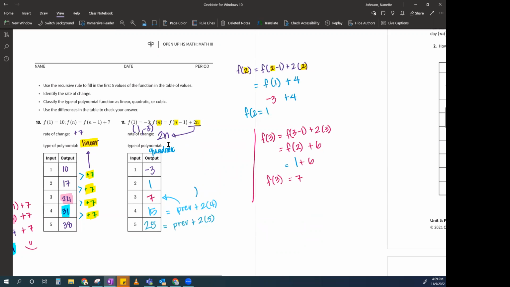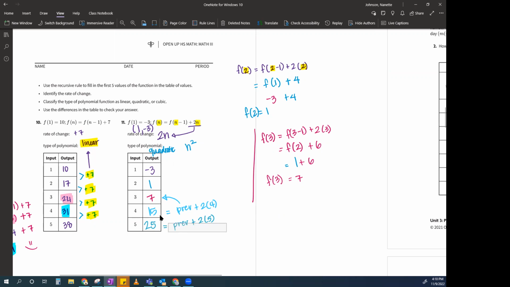Okay. So, oh, I forgot this little parenthesis. So does this make sense why it's quadratic? Because if this is to the first, then this is going to be to the second. Right? If this is a constant, no n's, then this is going to be linear. Right? And then it says, use your table of differences to check.